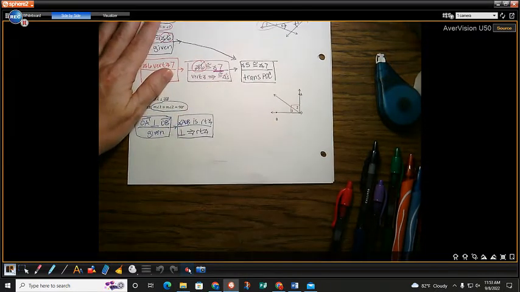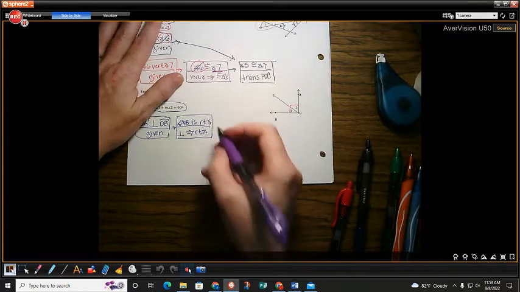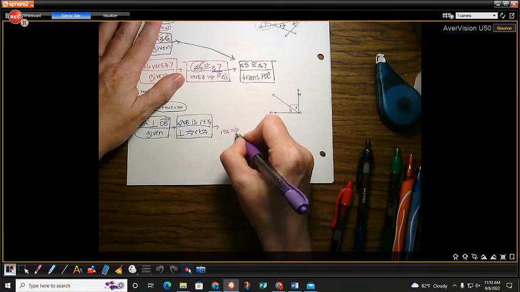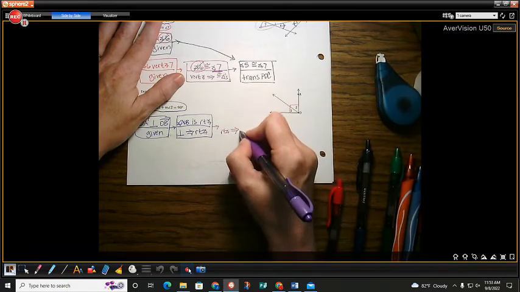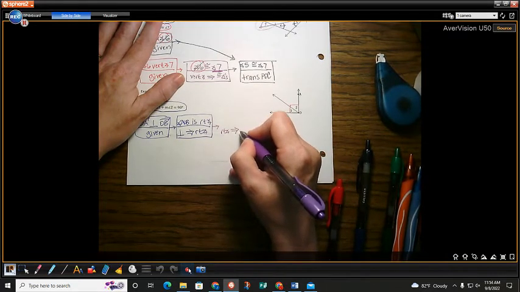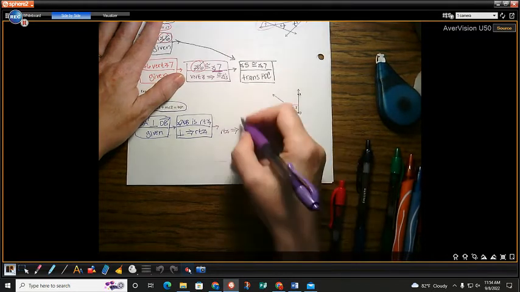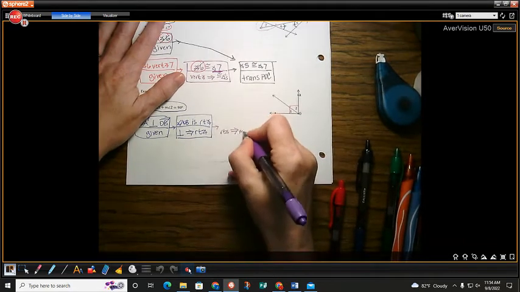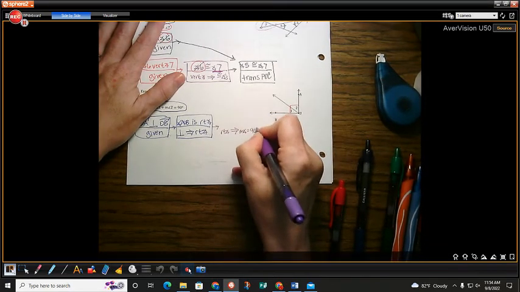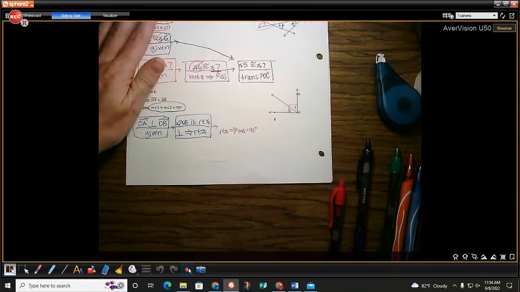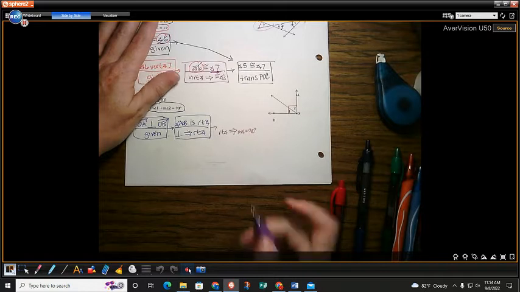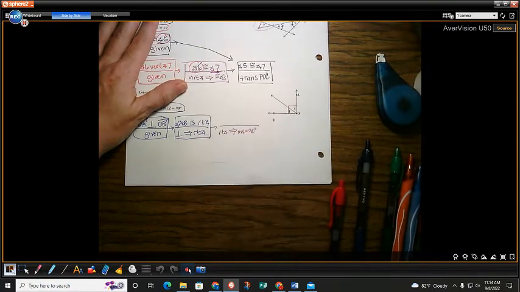Right angles equal 90 degrees. No, they don't. What does a right angle do? Congruent angles? No. The measure of the angle equals 90 degrees. Yes, I need that in there to count it correct, because that then tells you exactly what to write on top.